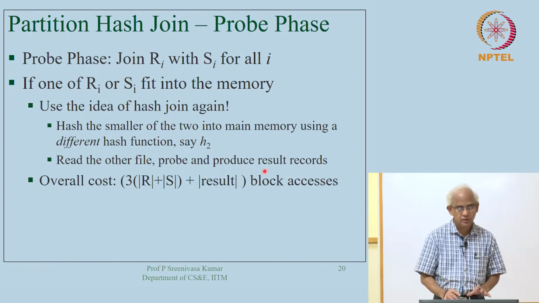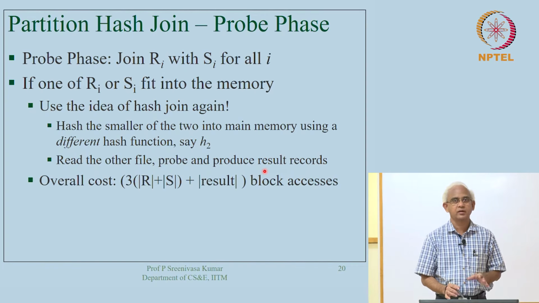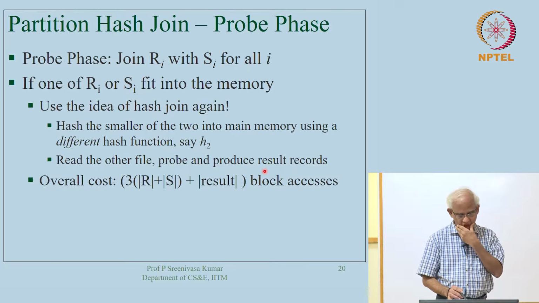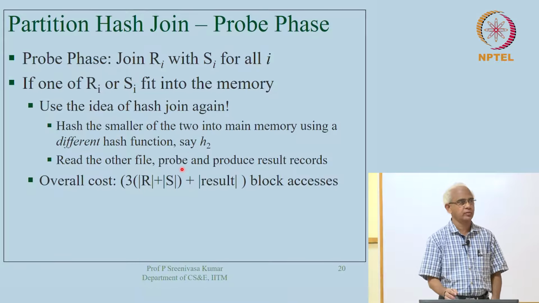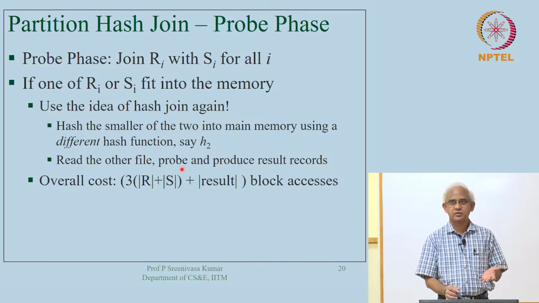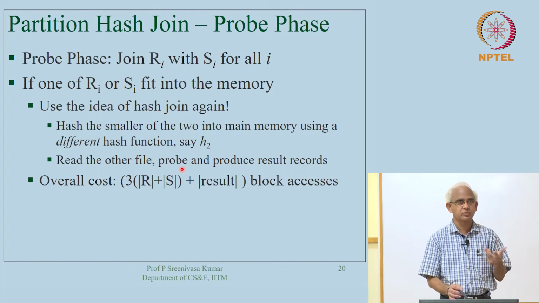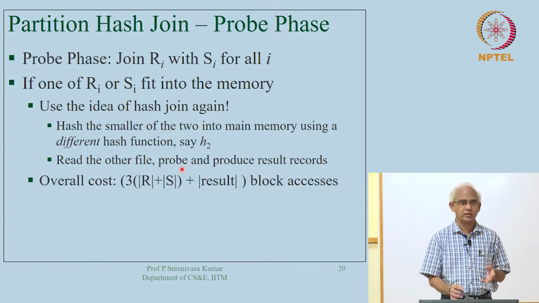And the overall cost will be 3 times the total number of blocks in R and S. Can you tell me why? It should be obvious, no? Because we did a partitioning phase. For the partitioning phase, we have to read the whole of R and the whole of S, and then write them back. That gives 2 times R plus S block accesses, read and write.